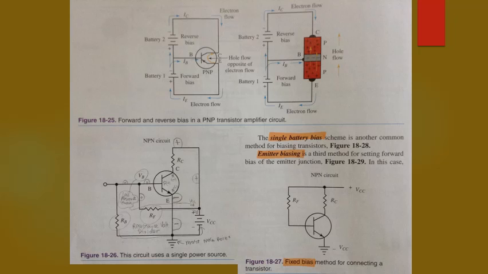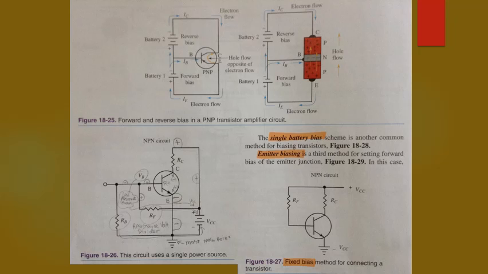Single battery circuit. Two voltage sources have been used in all circuits discussed thus far. One source was used for the forward biasing of the emitter junction, and the other source was used for the reverse biasing of the collector junction. There is no need for two batteries. The amplifier in figure 18-26 uses only one battery.